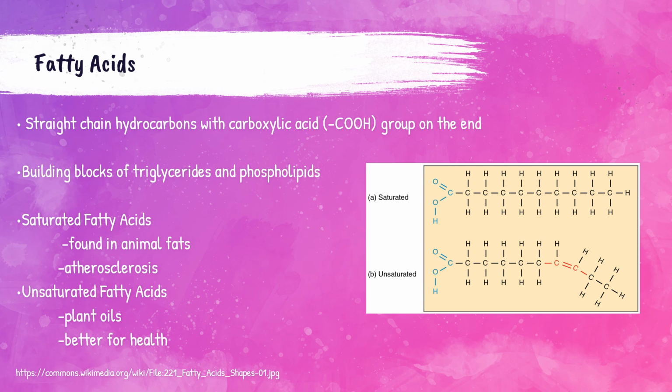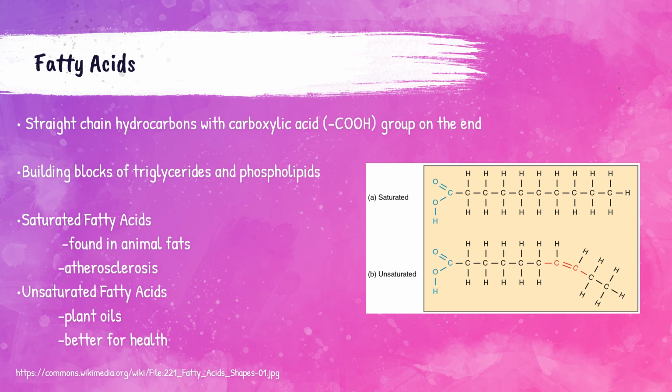Saturated fatty acids do not have any double bonds within their hydrocarbon chain. Saturated fatty acids can be found in animal fats and are considered the unfavorable type of fatty acid as they can lead to atherosclerosis when eaten in high amounts in the diet. The unsaturated fatty acids have double bonds linking the hydrocarbon chain. They are found within plant oils and are generally considered better for overall health.